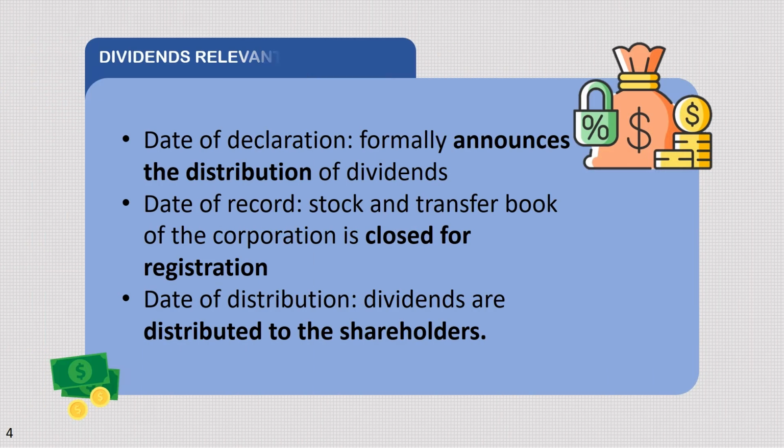Dates relevant to the accounting for dividends. First, the date of declaration. The date when the board of directors formally announces the distribution of dividends. Date of record. The date on which the stock and transfer book of the corporation is closed for registration. Only those who are listed as of this date will be entitled to receive dividends. Date of distribution. This is the date when the dividends are distributed to the shareholders.